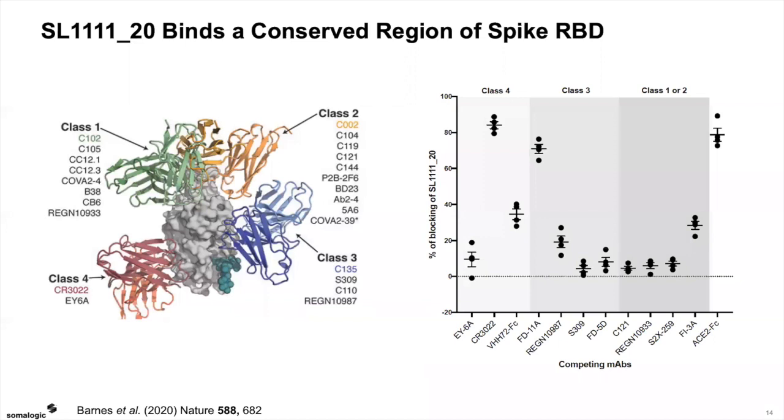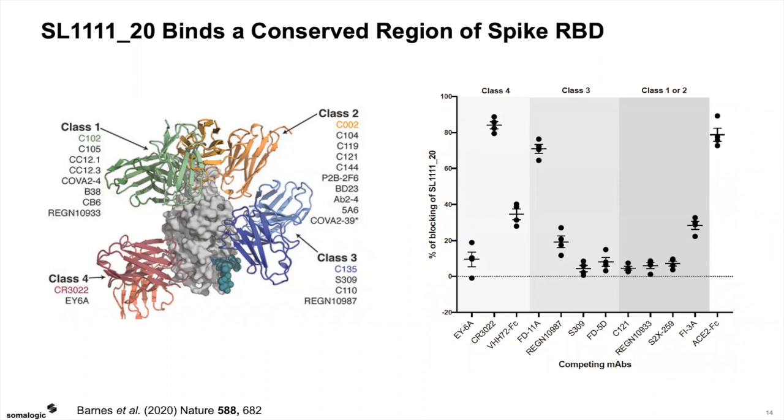So we were wondering, how is this reagent able to bind the spike protein that has all of these mutations? We don't have a crystal structure, unfortunately, of this reagent bound to spike, but we do know that it targets the receptor binding domain of the protein. And there are lots of antibodies that bind spike RBD, and they fall into one of 4 classifications, depending on where on the protein they bind.